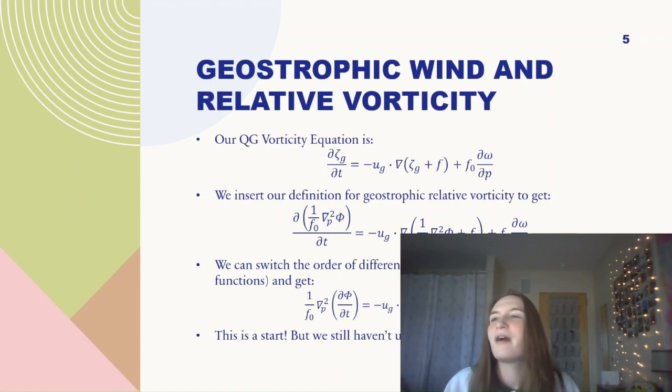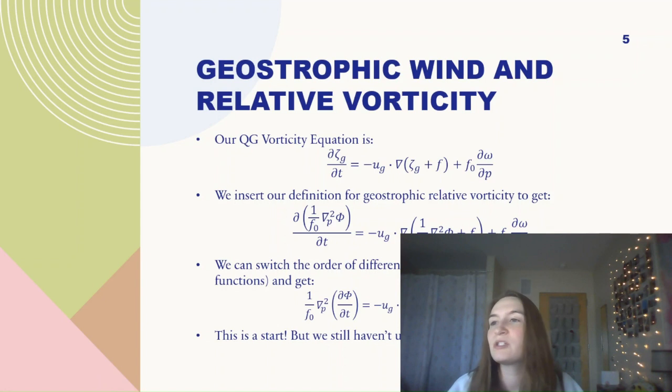All right, our QG vorticity equation from last time is this. That would be the advection. I've written it a little bit differently, but here's our advection of geostrophic vorticity, so relative and planetary, by the geostrophic wind. And then that stretching term. We can insert our definition for geostrophic relative vorticity into this area right here, and we get that.